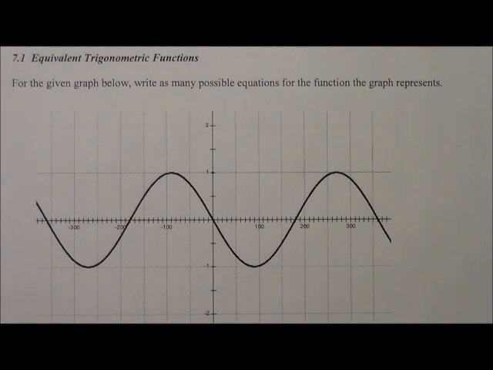Hi, today we're going to be looking at lesson 7.1, equivalent trigonometric functions. The goal of today's lesson is to identify equivalent trigonometric relationships. This will allow you to use angles that are different than just the special angles that we've been looking at over the past unit.